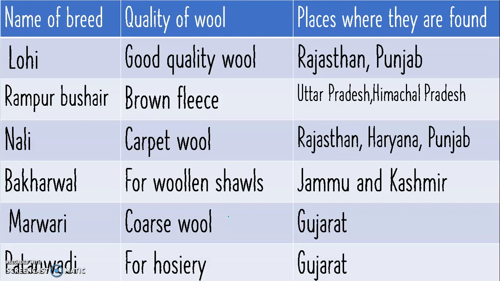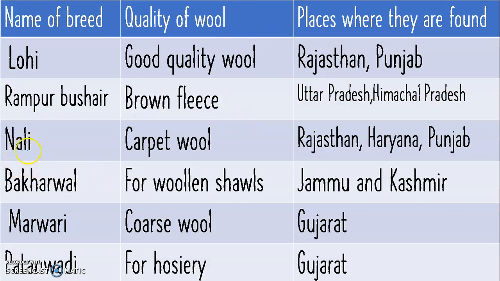Now, in India, there are some types of breeds. Let's talk about them. The first is the Lohi breed. It gives us a good quality of wool, and it is found in Rajasthan and Punjab. The second is the Rampur Bushehr. It gives you a good quality of wool, but the fleece that it gives is brown in color. It is found in Uttar Pradesh and Himachal Pradesh.